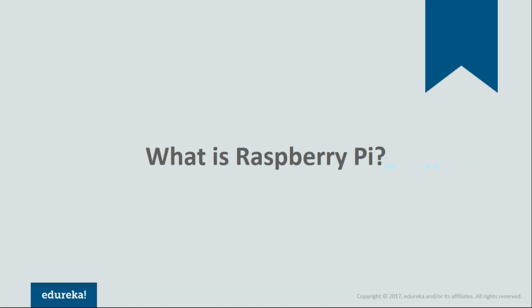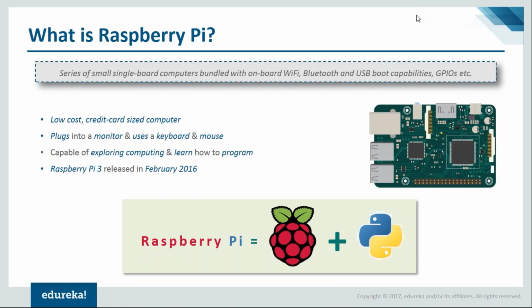Now, moving forward, what exactly is Raspberry Pi? This is one of the questions most of you would have in your mind as well, because you might have heard about Raspberry Pi, but you might still not have clarity. So let me help you clarify that right away. As per the definition, Raspberry Pi basically is a series of small single board computers which have additional features such as Bluetooth, Wi-Fi, USB capabilities, general input-output ports, and so forth.